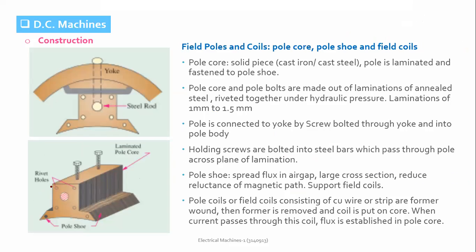Next, on the stator, we have the field poles. This is the frame yoke, you can see here, and these are the field poles, which are generally electromagnets. These field poles are bolted on the yoke or frame. What are they made up of? They are solid pieces of either cast iron or cast steel, and the pole shoes are laminated and fastened to the poles. So you can see here.